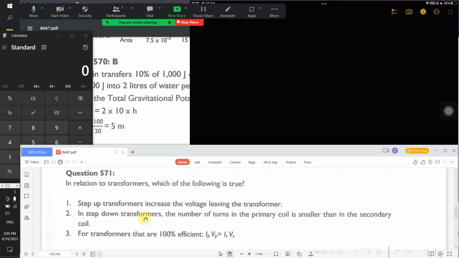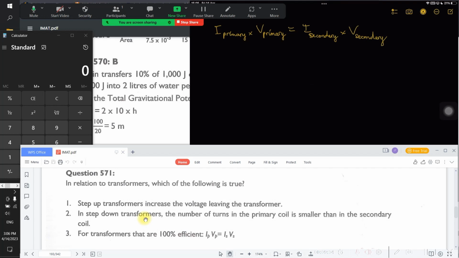Okay, for a transformer that's 100% efficient, they say I_P times V_P, so this is I primary, the P is primary, equal to I secondary times V secondary. So what does it mean? For a transformer that is 100% efficient, we have to prove whether this is right or wrong.